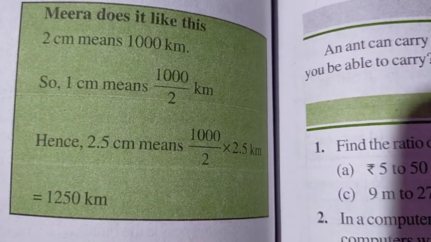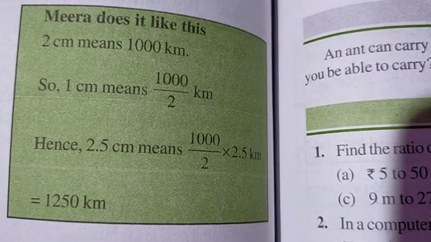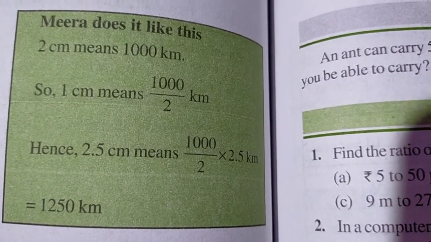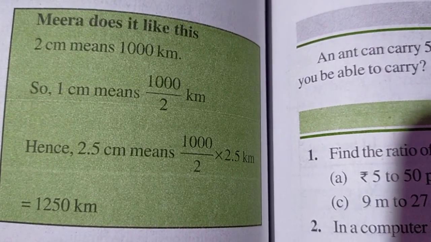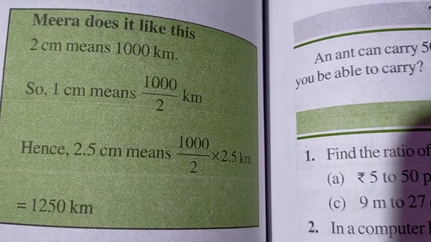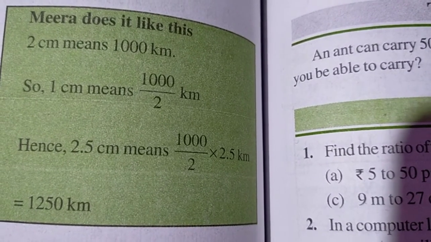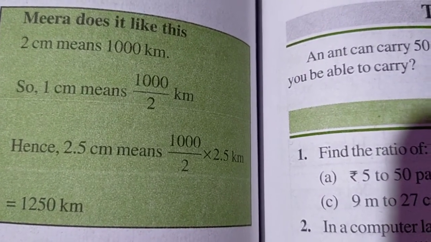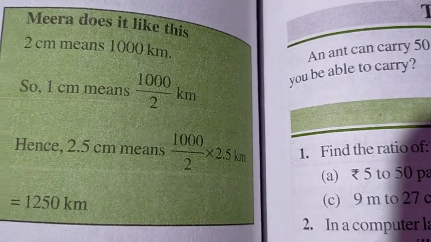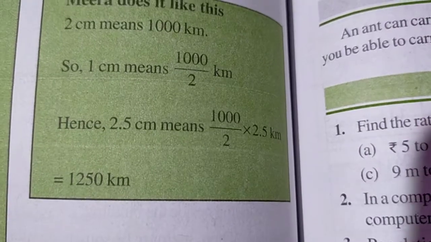So write what is asked on the right hand side. You are asked kilometers, so write kilometers on the right hand side. So 2 centimeter means 1000 kilometer, make the statement. So 1 centimeter means 1000 upon 2 kilometer. So 2.5 centimeter means 1000 upon 2 into 2.5. Solve it, you will get again 1250 kilometer.